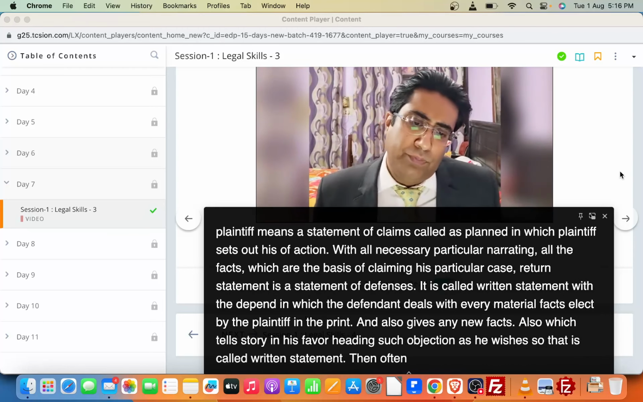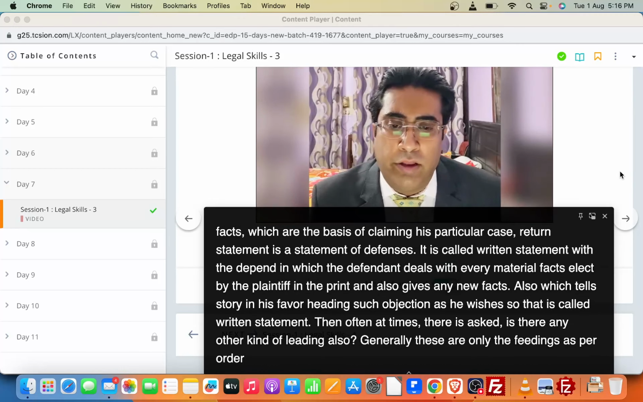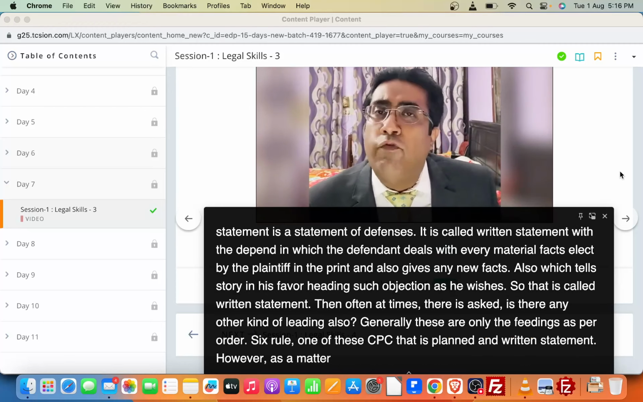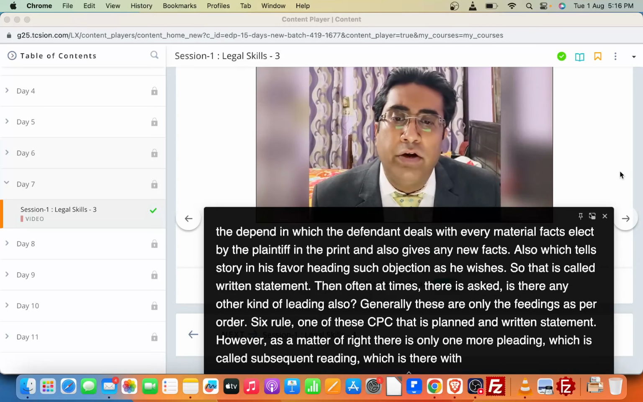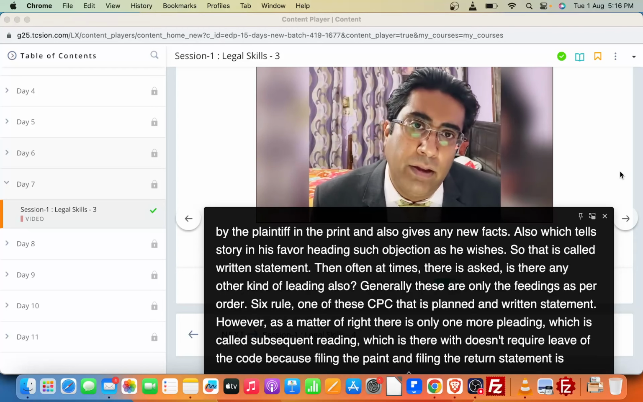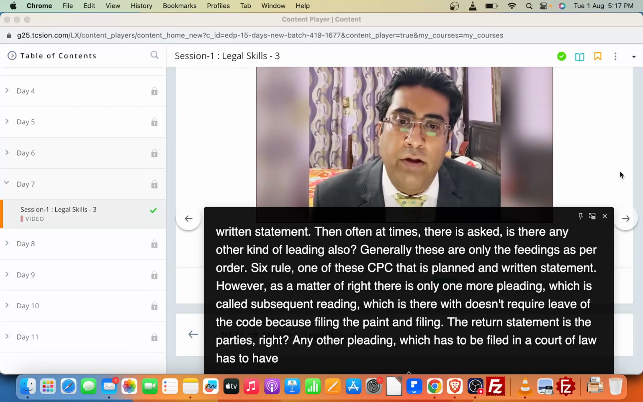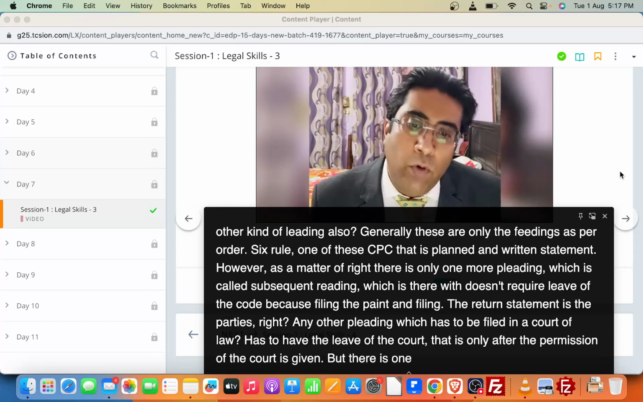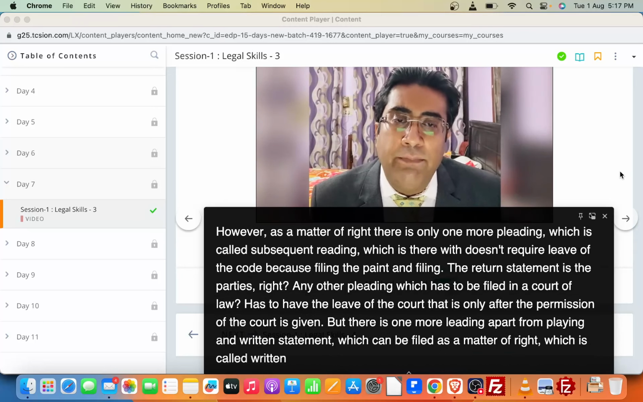Then often at times it is asked, is there any other kind of pleadings also? Generally, these are the only pleadings as per Order 6, Rule 1 of the CPC, that is plaint and written statement. However, as a matter of right, there is one more pleading, called subsequent pleading, which doesn't require leave of the court, because filing the plaint and filing the written statement is the party's right. Any other pleading which has to be filed in a court of law has to have the leave of the court, that is, only after the permission of the court is given. But there is one more pleading apart from plaint and written statement which can be filed as a matter of right, which is called a written statement of a plaintiff.